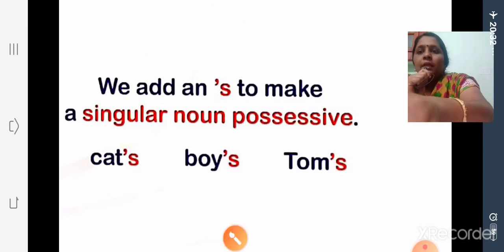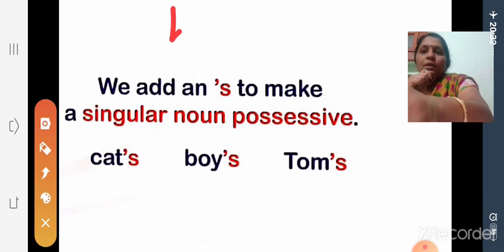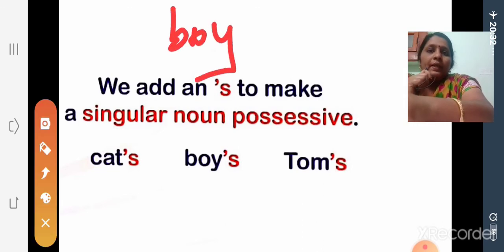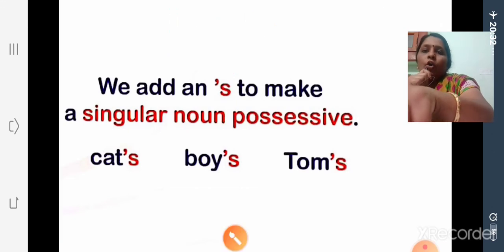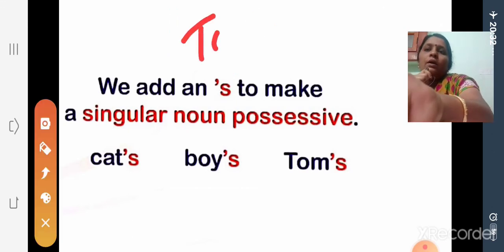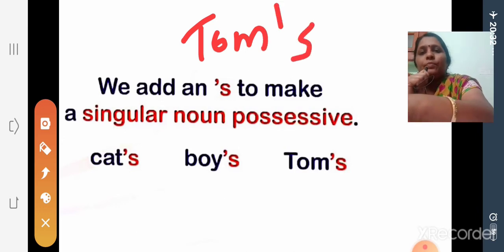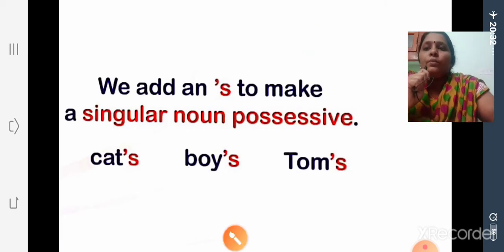Then another example, boy. Boy is a singular noun, and to make this singular noun possessive we have to add apostrophe s. Then it will become possessive. Similarly Tom's. Tom is a singular noun, so add apostrophe s to make it possessive. So the first rule is, if we want to make a singular noun possessive, we have to add apostrophe s.